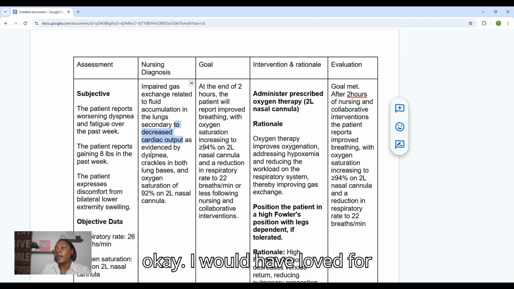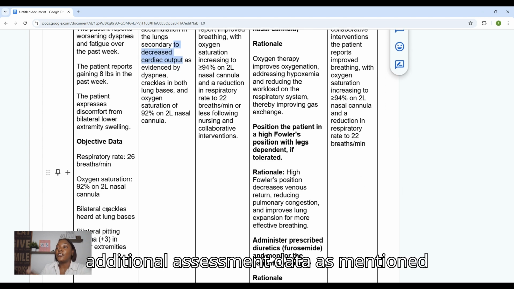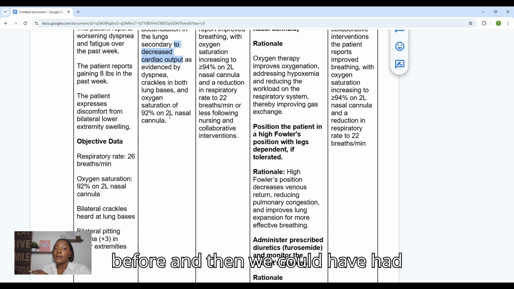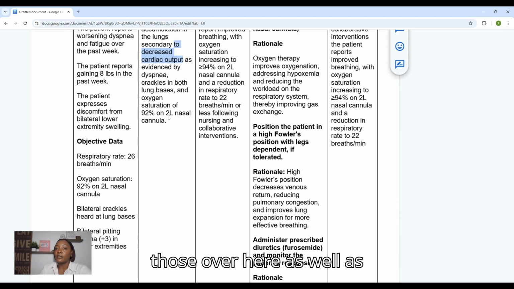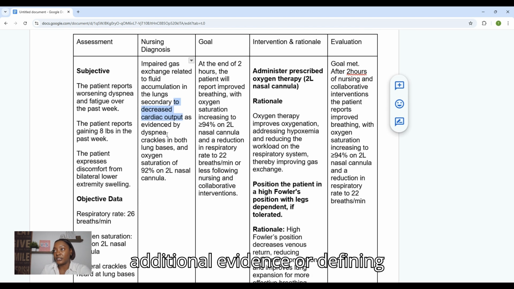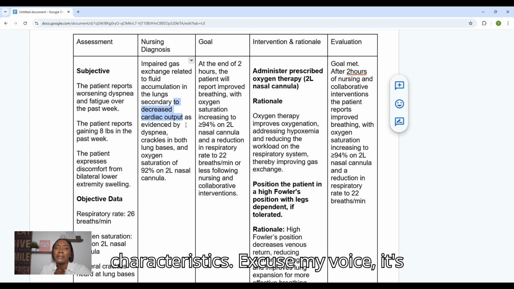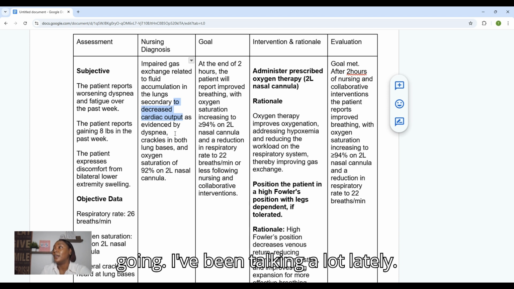And that's really my only issue with this nursing diagnosis. Everything else is okay. I would have loved additional assessment data, as mentioned before, and then we could have had those over here as well as additional evidence or defining characteristics. Excuse my voice, it's going. I've been talking a lot lately.